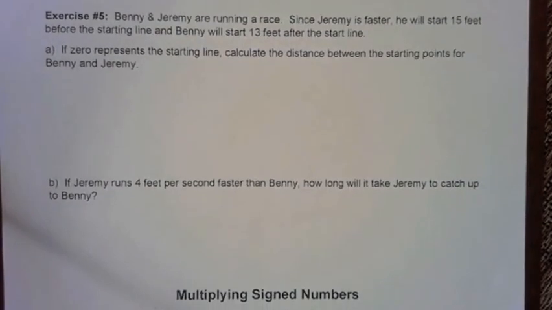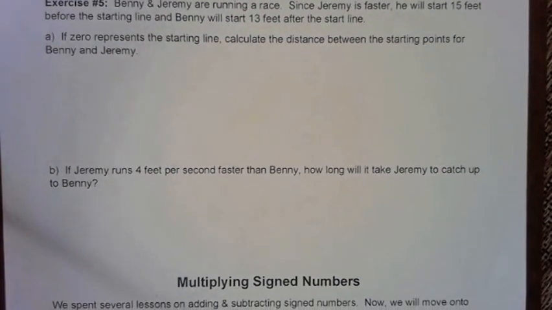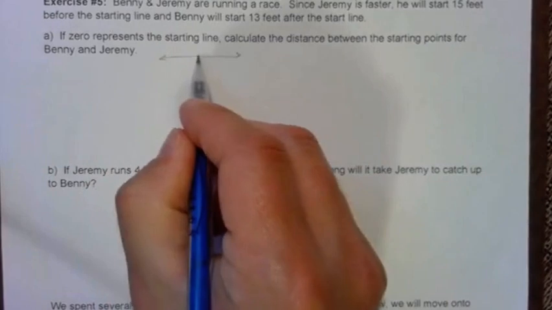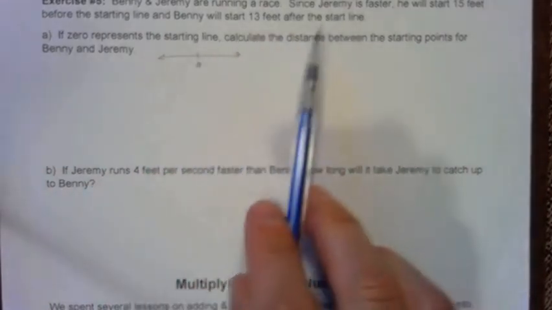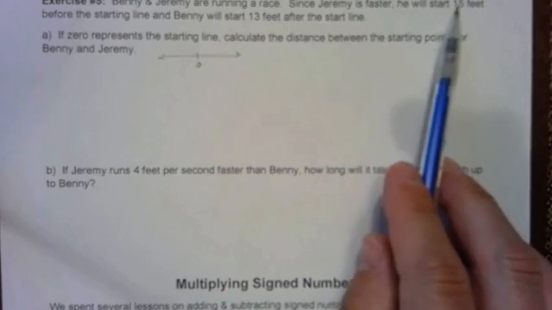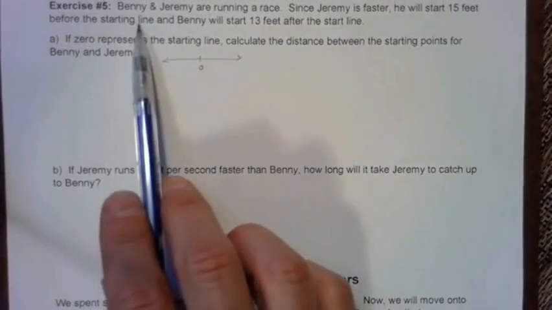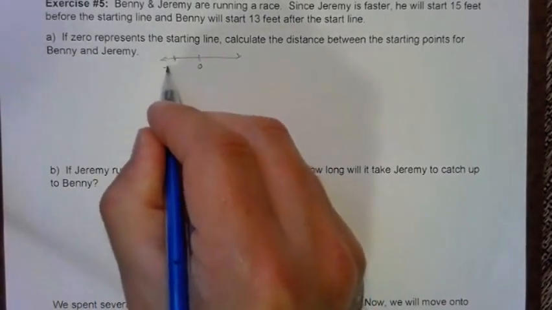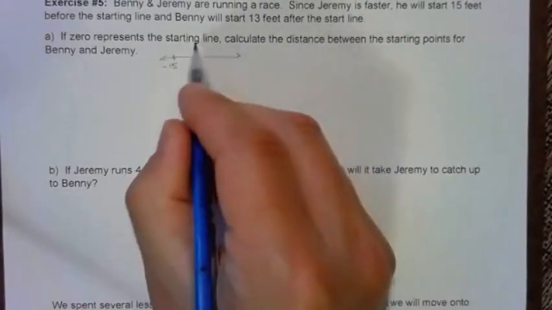In example number 5, Benny and Jeremy are running a race. Since Jeremy is faster, he will start 15 feet before the starting line, and Benny will start 13 feet after the starting line. All right, if 0 represents the starting line, calculate the distance between their starting points. So we can imagine a number line here, and there's 0. Now, it says that Jeremy's faster, so he's going to start 15 feet before the starting line, which is 0. 15 feet before the starting line is here at -15.